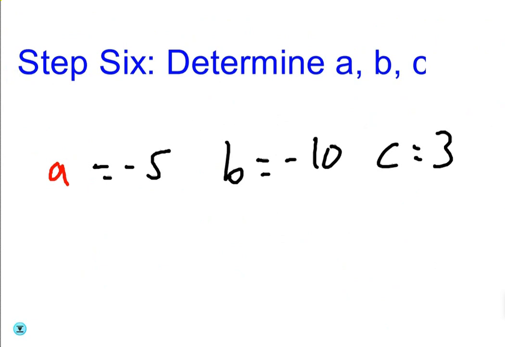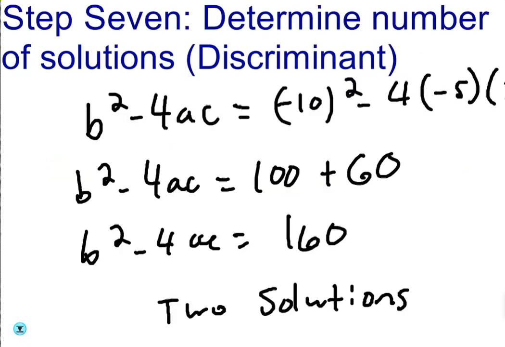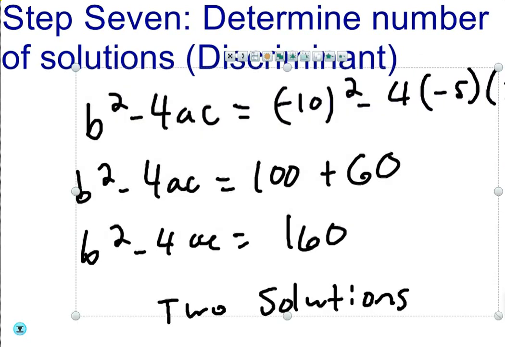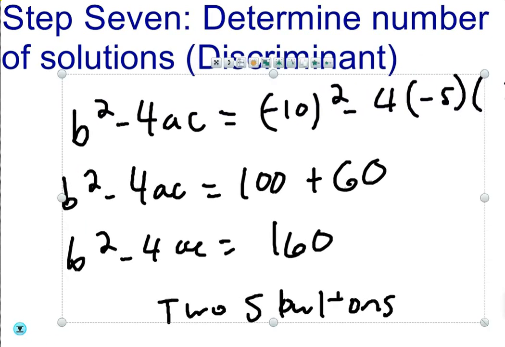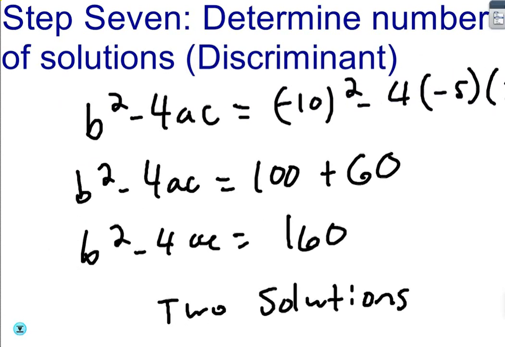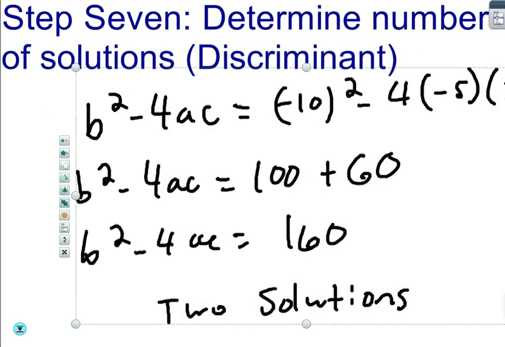We are going to determine the discriminant again, so B squared minus 4AC. Some of that stuff's going to be off the screen, so I have to move it over. Whoops. Let's try this again. There we go.